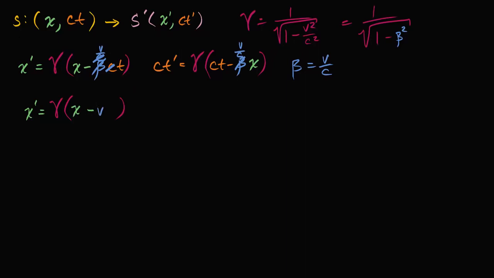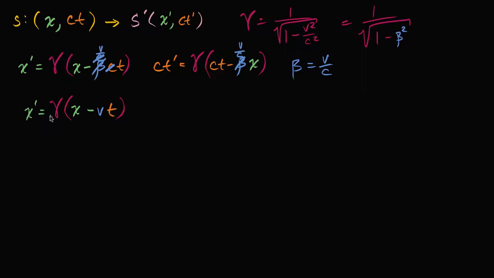Now this is really interesting, because if you ignored gamma, or if gamma was 1 here, this is essentially the Galilean transformation. If it was just x minus vt, that is what our intuition about everyday life, about Newtonian physics, would actually tell us.